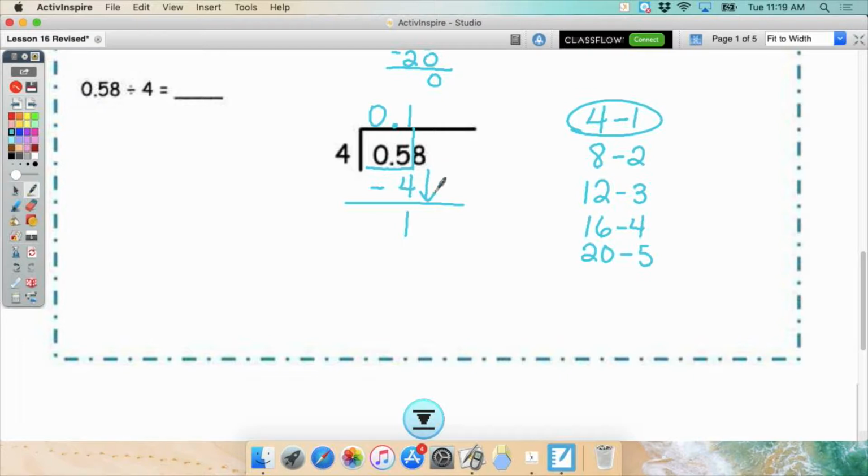So can I bring down my 8? Yes. So which number over to the side? I can find someone who's here. So Lolly, which number over to the side is closest to 18 without going over? 16. So where do I write the 4? At the top, above the 8, I should say.